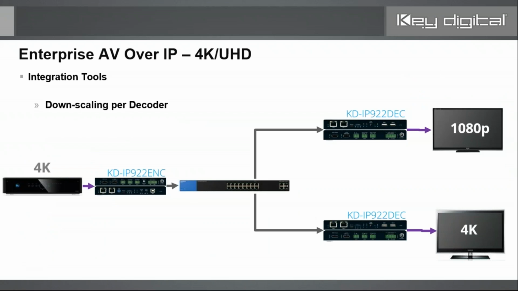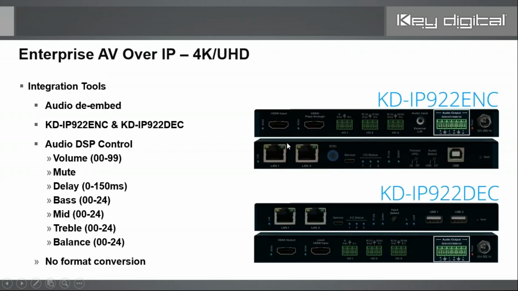The 922 decoder has a scaler built in, and one of the functions for that is that you can downscale an incoming 4K resolution so that it can be displayed in 1080p on 1080p capable displays. So that's very beneficial for systems where they aren't able to purchase all 4K, all new displays at the same time.